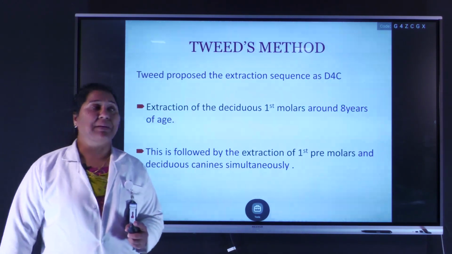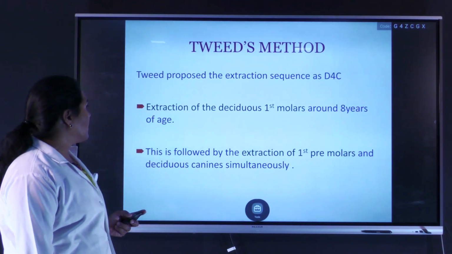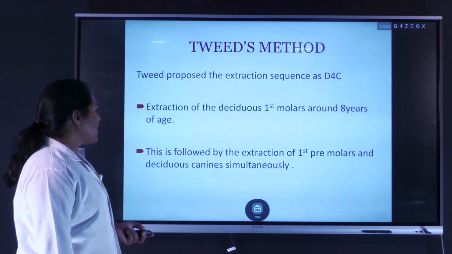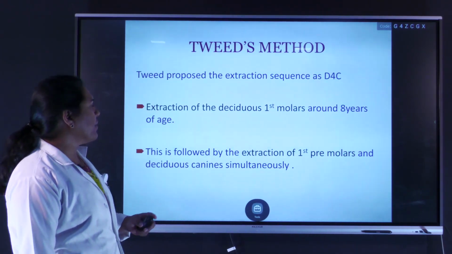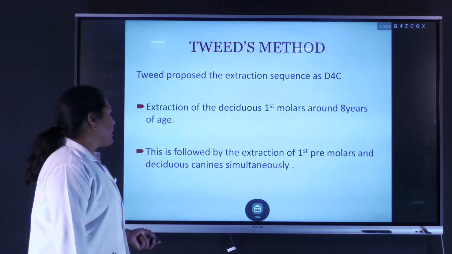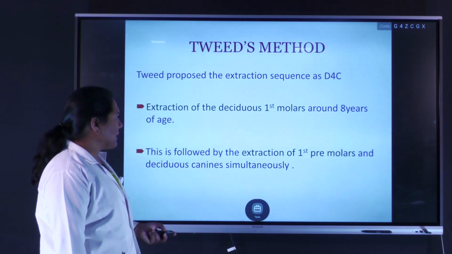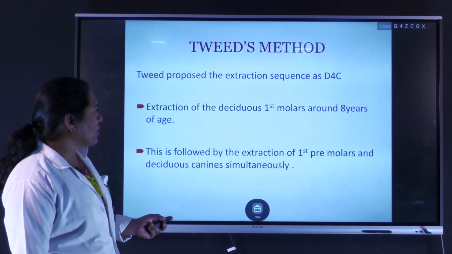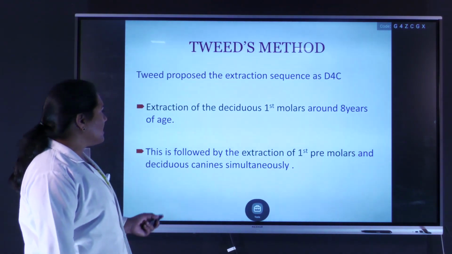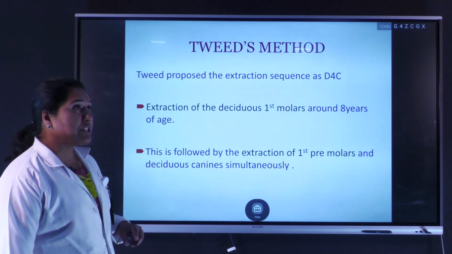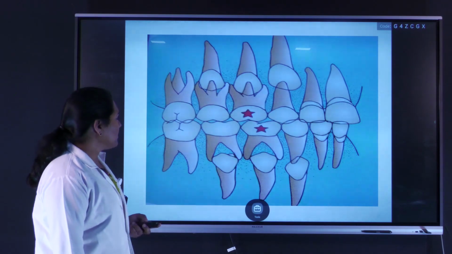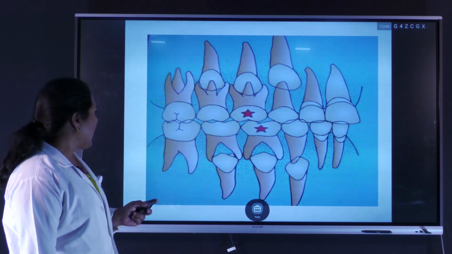Coming to Tweed's method. Tweed proposed the extraction sequence as D4C: extraction of the deciduous first molars around 8 years of age. This is followed by the extraction of first premolars and deciduous canines simultaneously. So, here first they are removing the first deciduous molars at the age of 8 years, and this is followed by the extraction of the first premolars and deciduous canines simultaneously. So, this is how the serial extraction will happen.